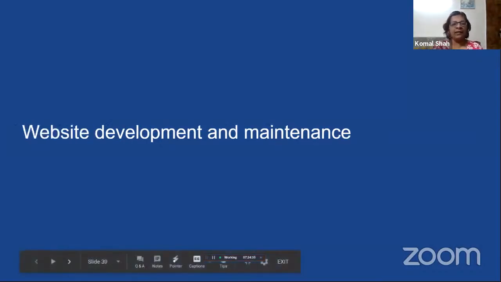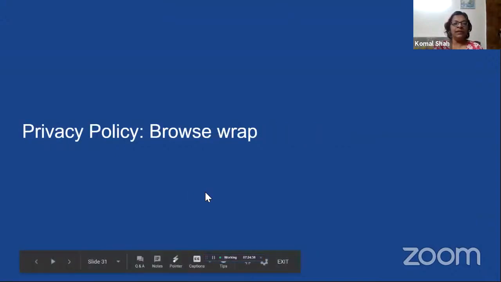Website development and maintenance can be customized also, for your use. Usually with websites, you will not find elements which are standard. Everyone will have their own customized websites. Privacy policy, I said, will usually be in a browser app where you are asked to tick that, I confirm that I have read the privacy policy. It will not say I agree, but it will ask you to confirm that you have read it.